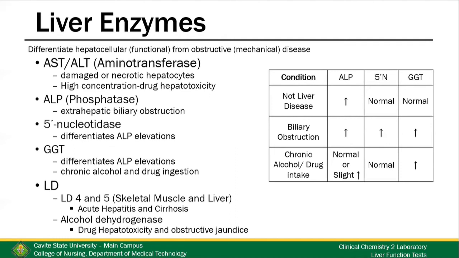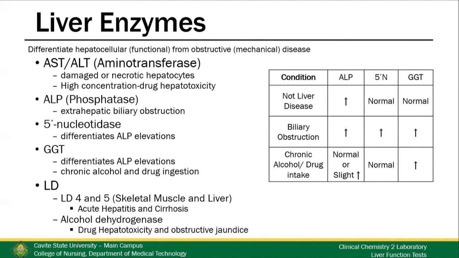Next is the ALP or the alkaline phosphatase. It is increased in extrahepatic biliary obstruction. It is used most often in the clinical diagnosis of bone and liver disease. The most striking elevation is up to 20 times, which occurs in extrahepatic biliary obstruction.